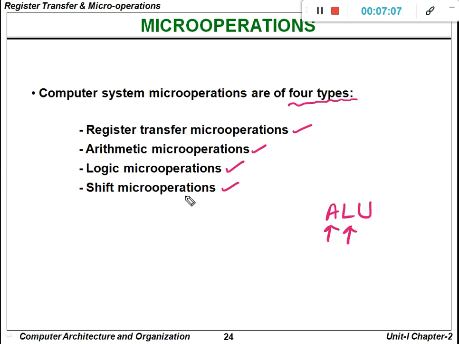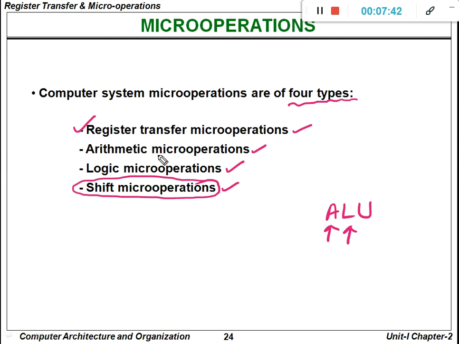Similarly, in addition to arithmetic and logic micro operations, we need shift micro operations. Shift micro operations means we are going to shift the content of the register either to the left side or to the right side, and accordingly we change the value of the content of the register. Those types of micro operations are called shift micro operations. Already we discussed the register transfer micro operations.